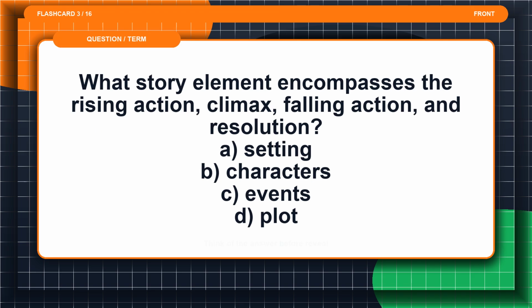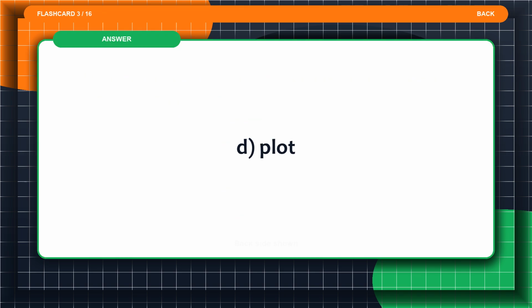Flashcard 3. What story element encompasses the rising action, climax, falling action, and resolution? A. Setting. B. Characters. C. Events. D. Plot. Think of the answer before the reveal. The answer is D. Plot.